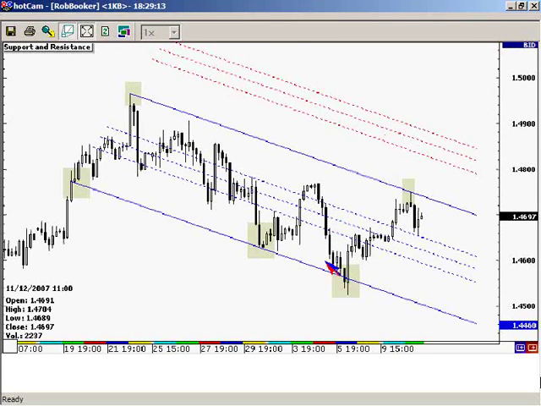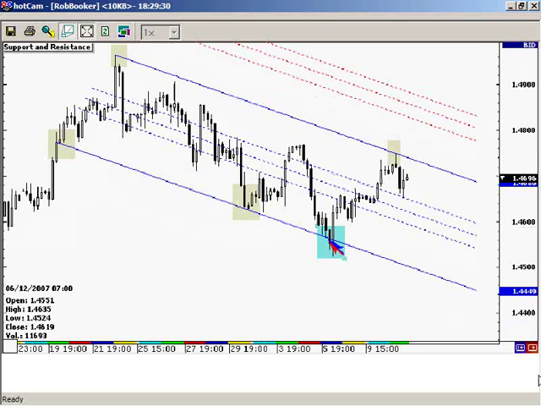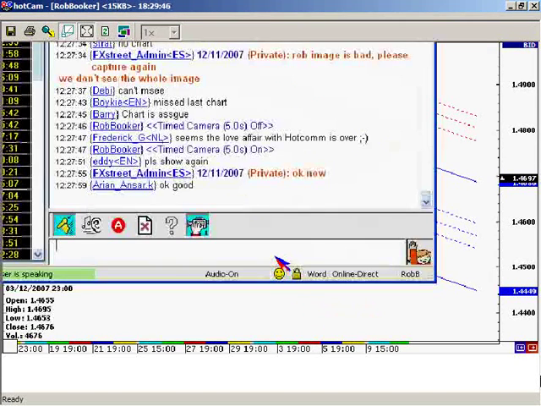Manitoba. If it closes outside the channel but then goes back inside, it's likely to go all the way back up. Well, we didn't have this channel, now that I think of it, because we didn't have this high over here. But that's a retrospect example. Sorry, doesn't count. Let's look at some more questions.